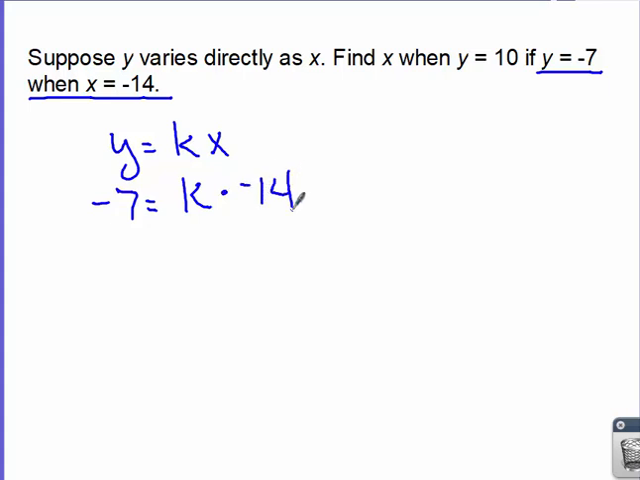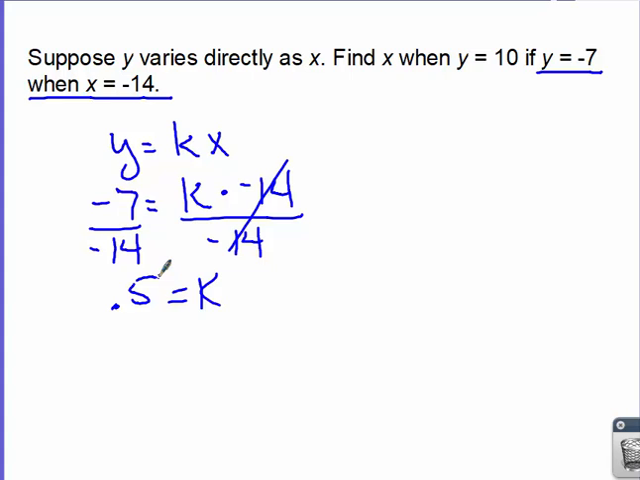Okay, so I need to get the k by itself, so I divide by -14, divide the other side by -14, and we end up with those 14s going away, and we're left with k equals, well, -7 divided by -14 gives me 0.5, or 1/2, either one.